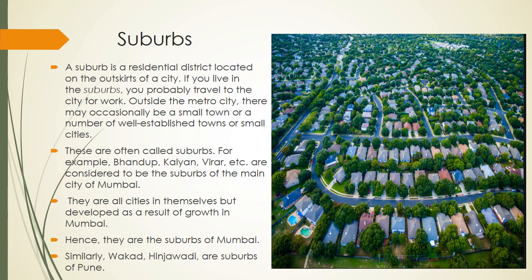Okay, so whenever a suburb is created, why is it created? Because the city gets overpopulated and doesn't have any space, so the side area, surrounding area or the outskirt area of that city gets developed, and there are so many residential houses established over there, then it is called suburbs. They are all cities in themselves but developed as a result of the growth of Mumbai. These are the suburbs of Mumbai. Wakad and Hinjawadi are the suburbs of Pune. So just as Kalyan and Virar are the suburbs of Mumbai, similarly Wakad and Hinjawadi are the suburbs of Pune.